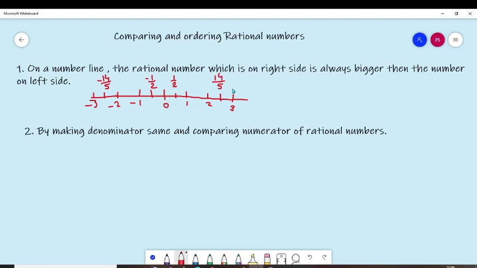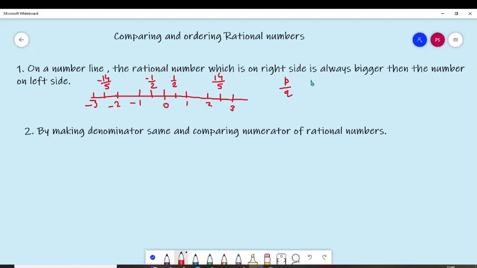As I was saying, the number which is on the right-hand side is always bigger than the number on the left-hand side. So all the numbers which we have represented on the number line are rational numbers. 14/5, 1/2, -1/2, -14/5, they are straightforwardly in the form of p/q, so they are rational numbers. But similarly 0, 1, 2, 3, -1, -2, -3, they are also rational numbers.